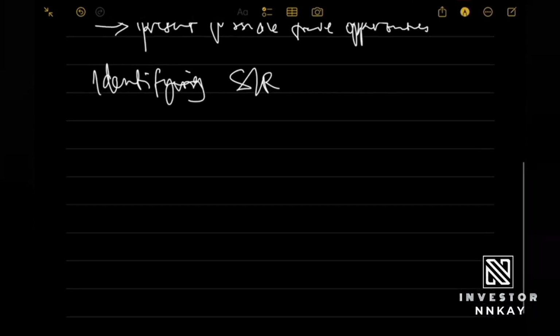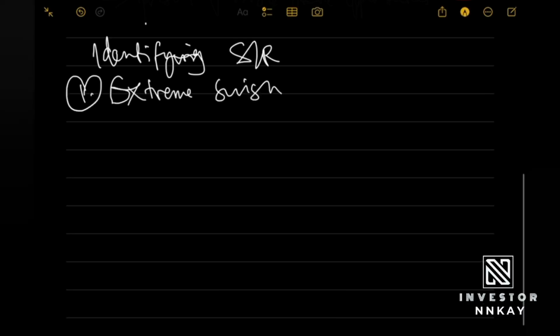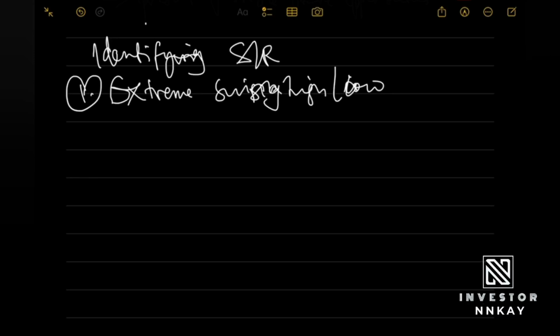Identifying support and resistance. Alright, number one is the extreme swing high and swing low. In our previous videos, we've spoken about swing highs and we've also spoken about swing lows. So if you've not watched the videos on market structure, I would advise you go do that so that you would not be lost.